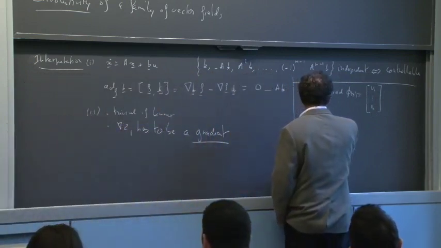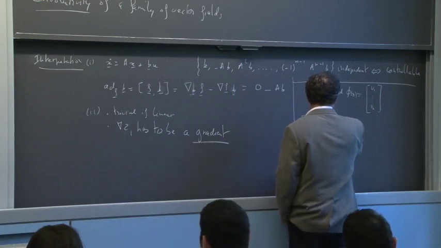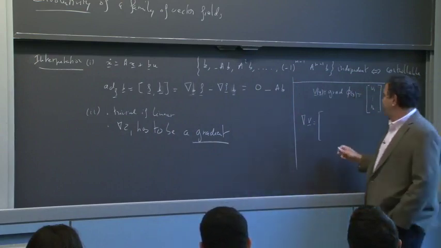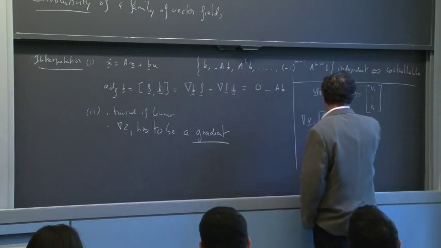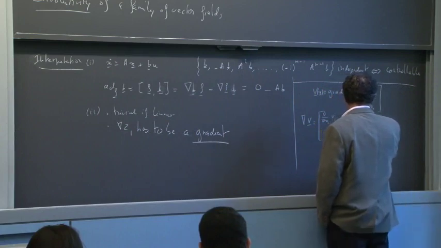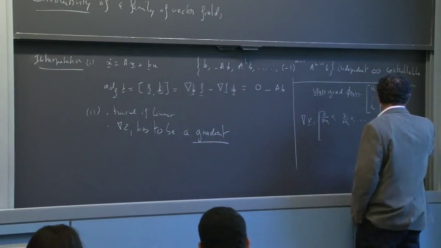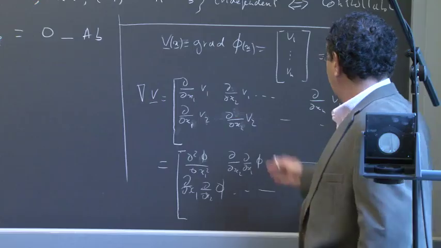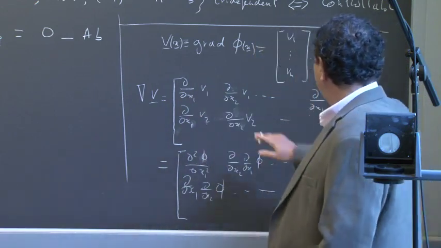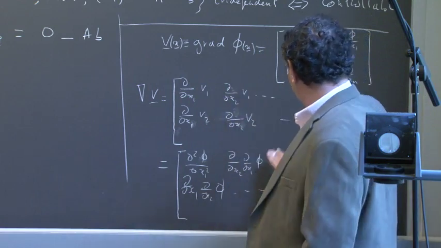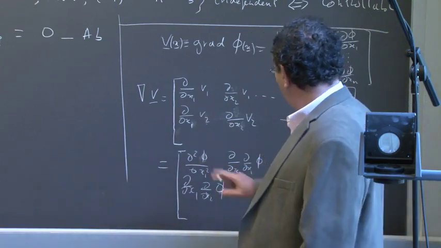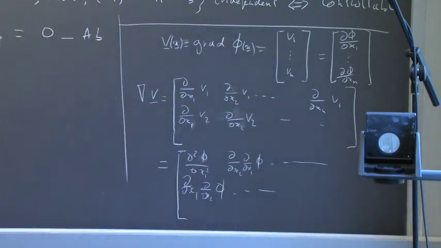Now, suppose I take the Jacobian of v. This Jacobian of v is simply, as we said, the gradients in line of each of these components. So it's d over dx1 of v1, d over dx2 of v1, and so on, d over dxn of v1. And d over dx1 of v1 is d squared phi over dx1 squared. d over dx2 of v1 is d over dx2 of d phi over dx1. And similarly, d over dx1 of v2 is d over dx1 of d phi over dx2. All right?